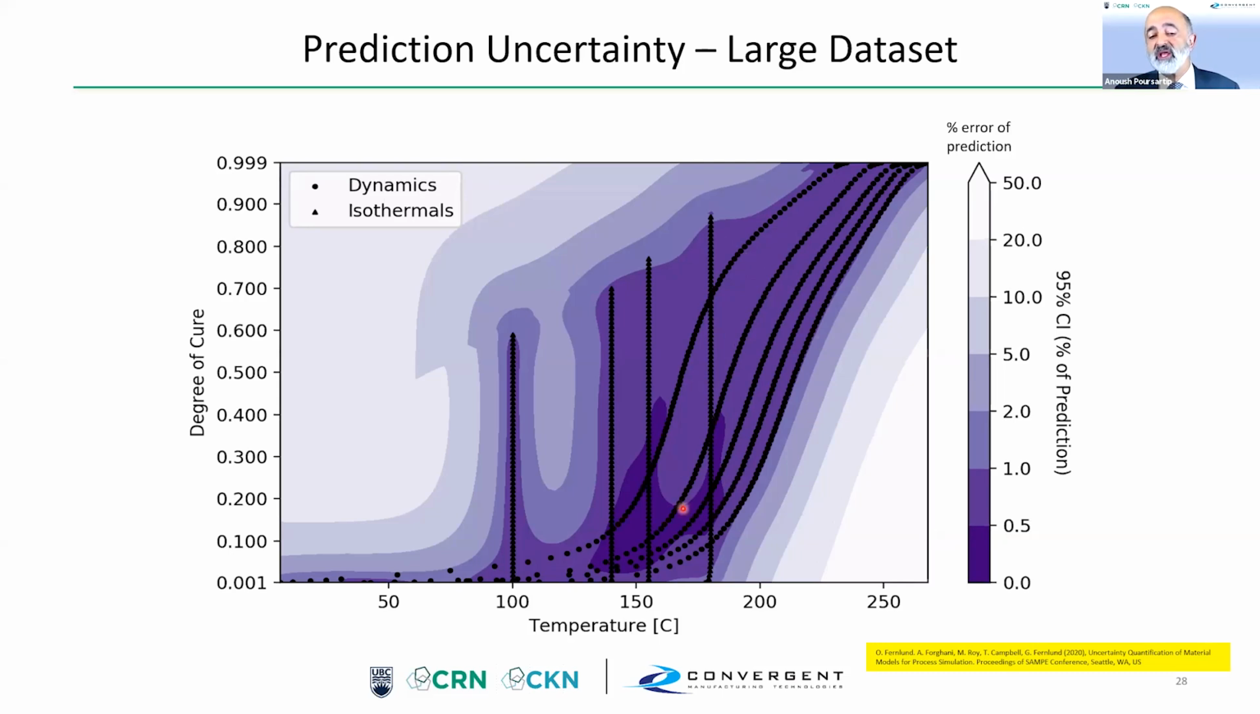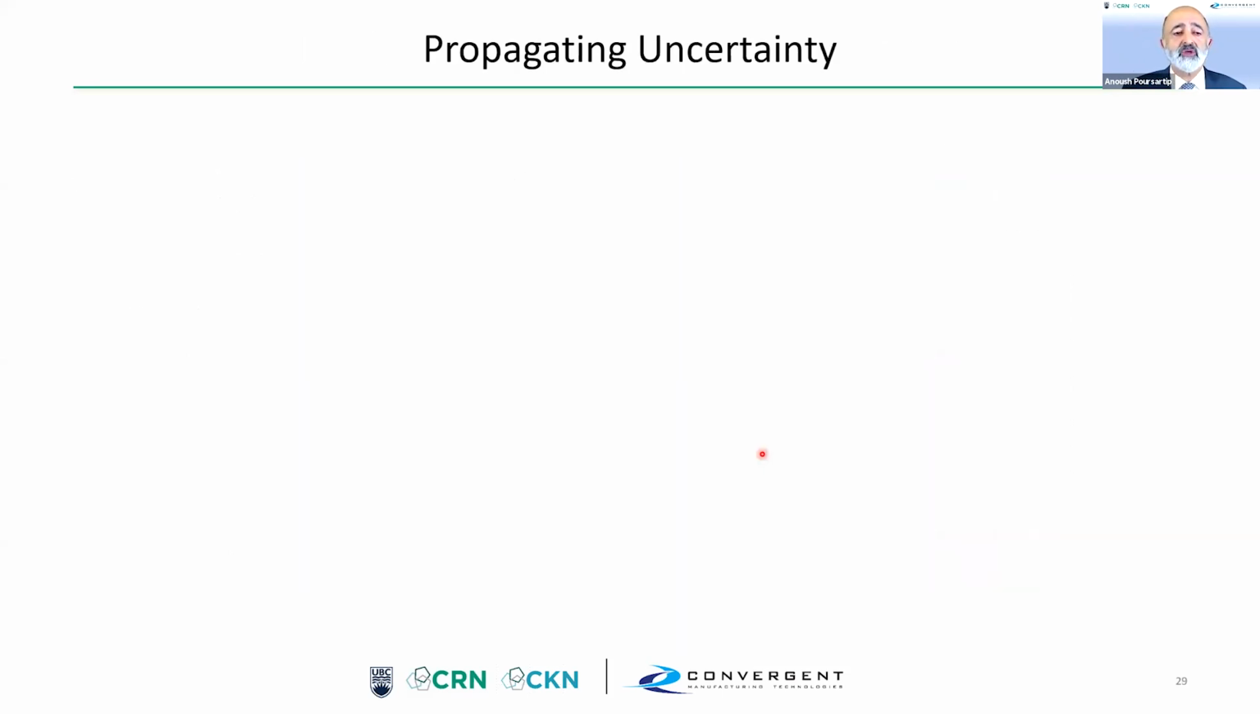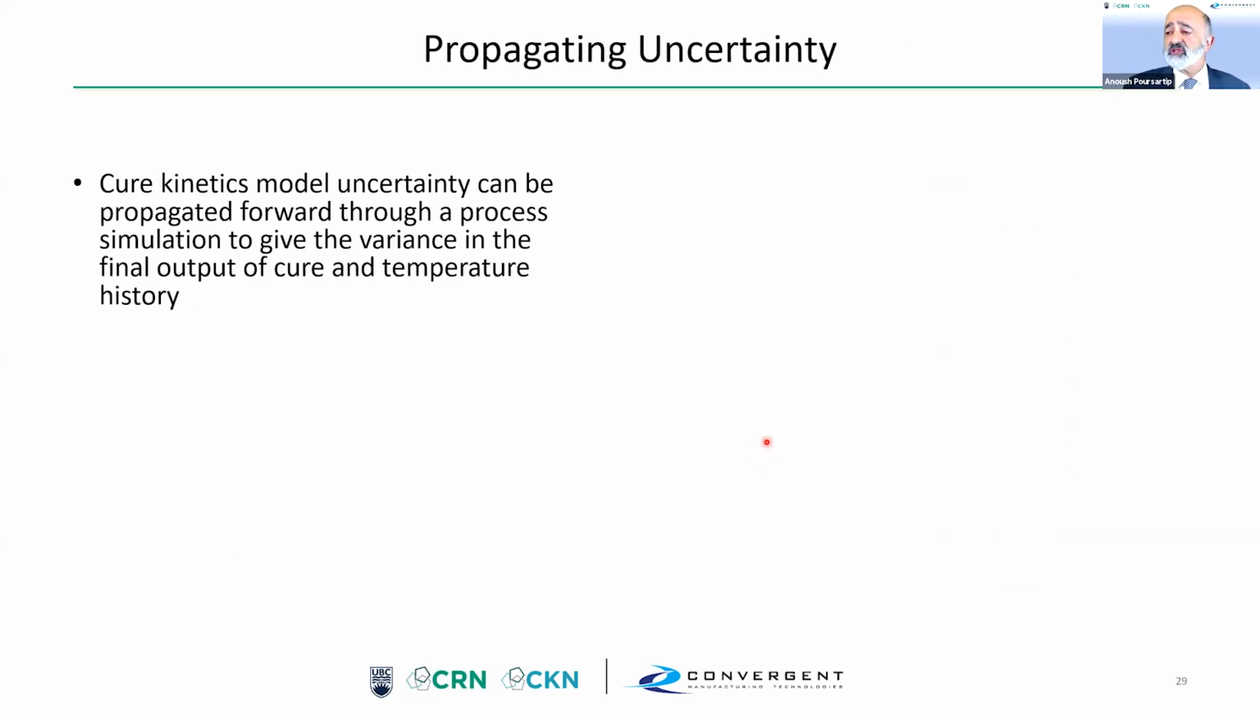But again, the combination of dynamic and isothermals shows how we can create a process window with very high confidence, but with quantifiable uncertainty everywhere we are. So this now allows us to propagate uncertainty. So we take this kinetics uncertainty and we propagate it through a part thermal simulation.